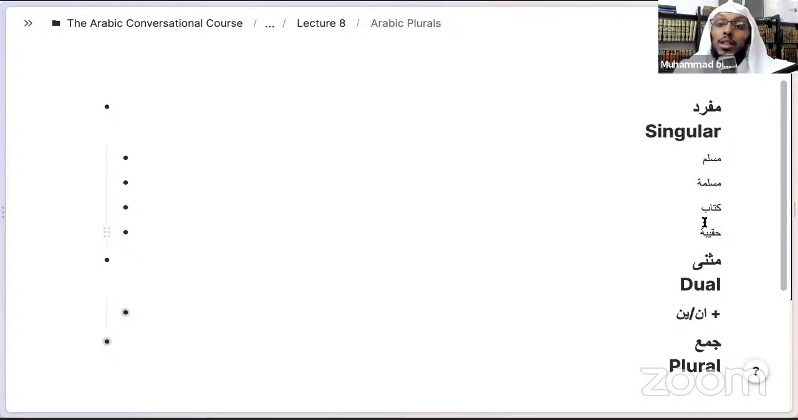Majmu'a bi ziyadati al-alif wal-noon. That's the definition in Arabic. Anything that is made plural, if you like, or dual, by adding an alif and noon. That's what we call Muthanna. Pretty straightforward.